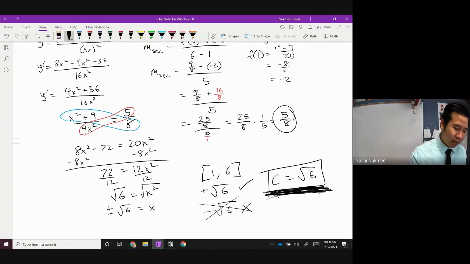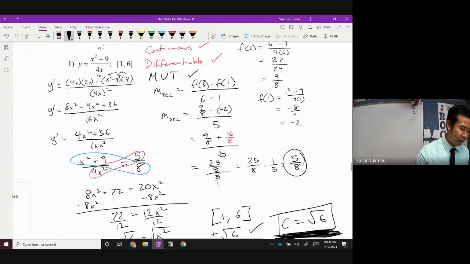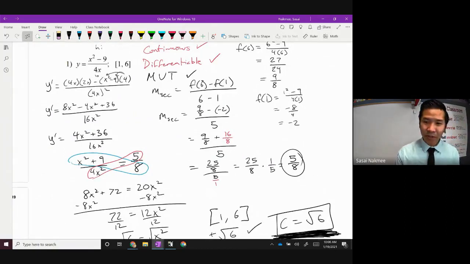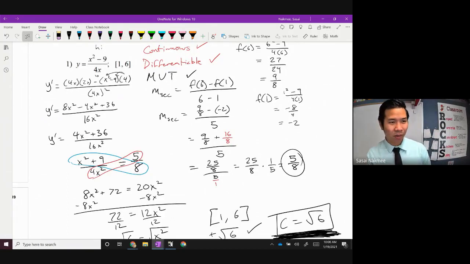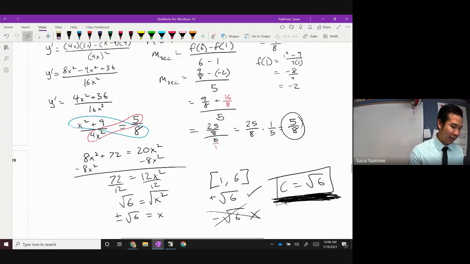Finding it is simply just algebra work. And honestly, the algebra is not something that you learn in calculus. It's something that you practice. It's something that you have to know how to do from your previous classes. But it takes a lot of time and a lot of patience.